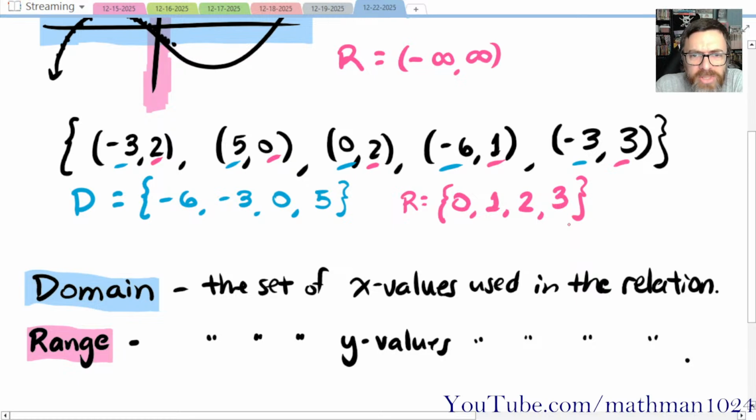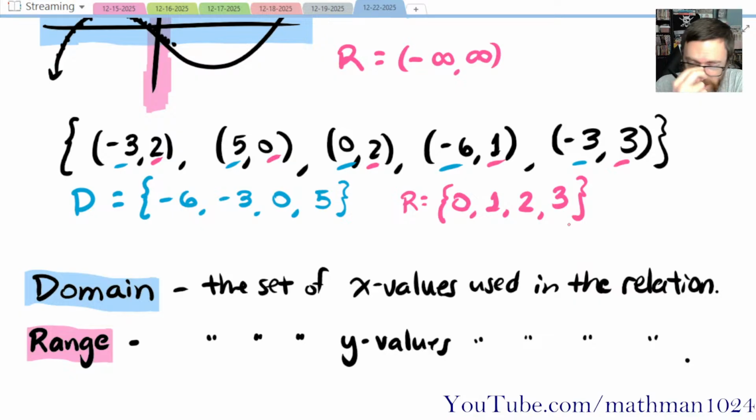And when we use this set notation and we are listing these specific values, these are the only values that we're using. So for the range, when I say 0, 1, 2, 3, these are the only 4 values that I'm using for the y. Nothing else. Okay, so that's domain versus range.